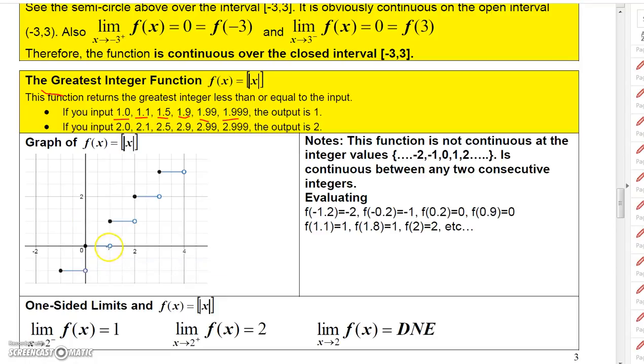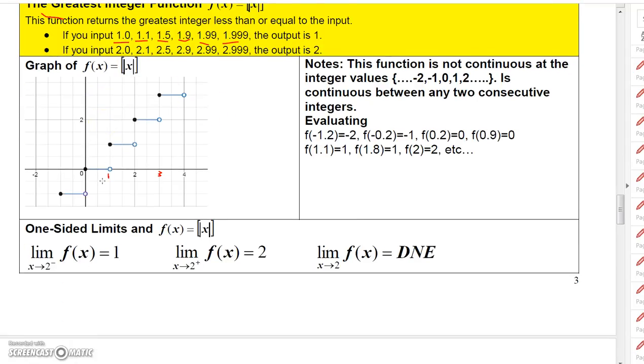You'll notice that the breaks in this function occur at these integer values. There's a break at 1, there's a break at 2, there's a break at 3, which is right here, there's a break at 4, and so forth. So the greatest integer function is discontinuous at integers, so it's not continuous at integers.